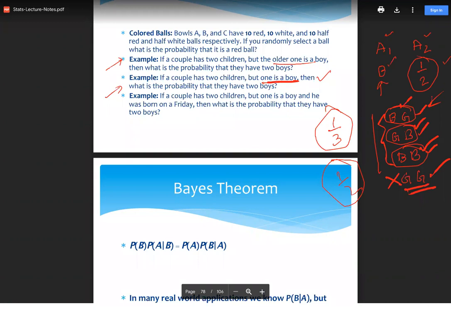And the last one is kind of funny. If a couple has 2 children, but one is a boy and he was born on a Friday, then what is the probability that they have 2 boys? So a couple has 2 children, but one is a boy, like this one, and he was born on a Friday. What is the probability that they have 2 boys?